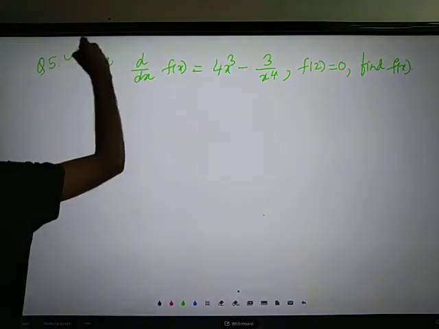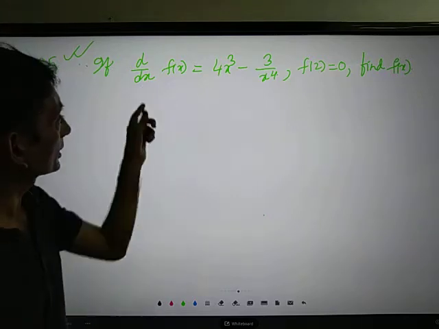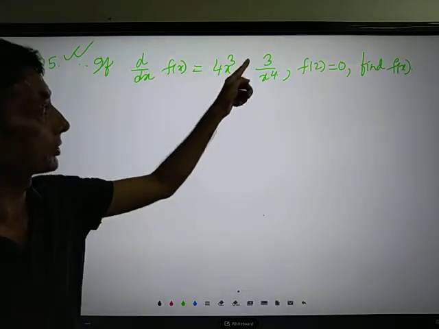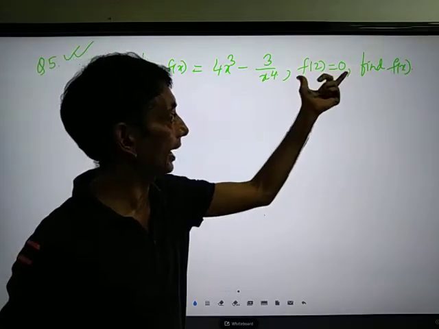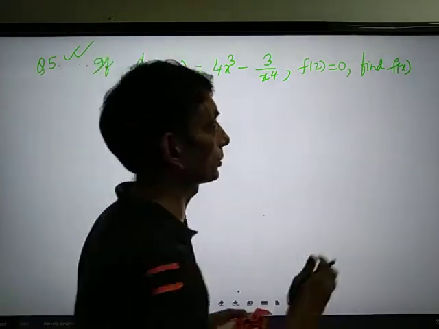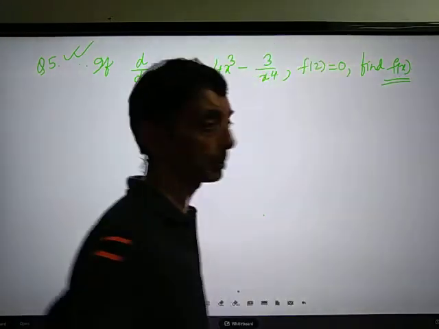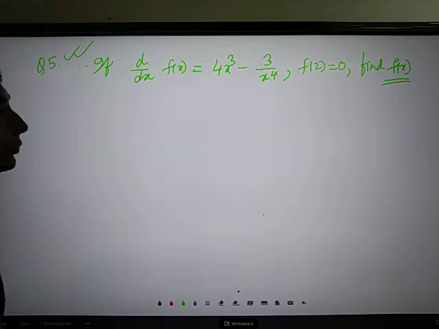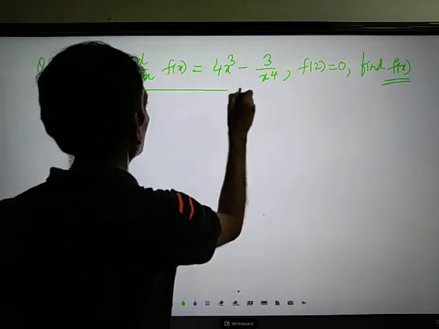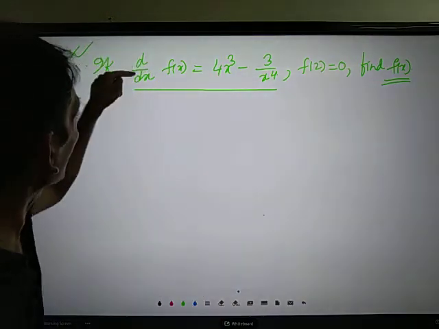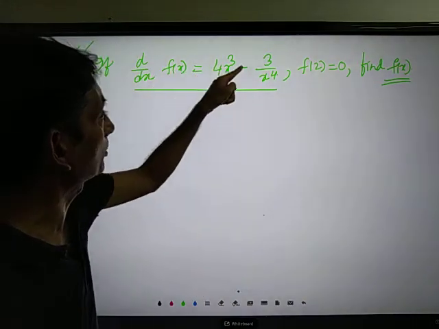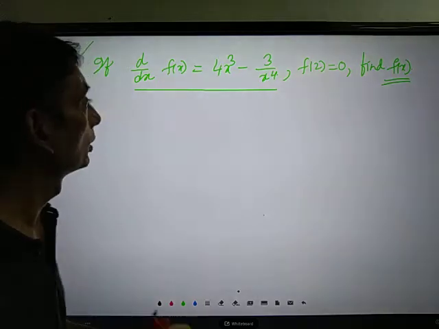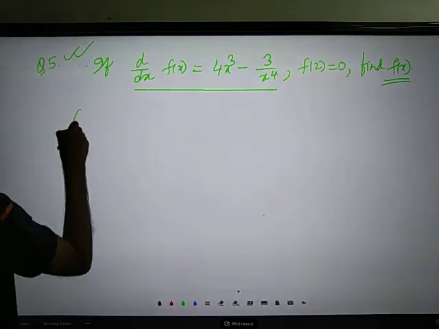Okay, how to solve these questions? If the derivative d/dx of f(x) is 4x cubed minus 3 by x to the power 4, and f of 2 is equal to 0, you need to find the value of f(x). It's a very important question. So let's start from this. See these expressions, what is given? The d/dx of f(x) is equal to 4x cubed minus 3 by x to the power 4. So from this, we can just start.